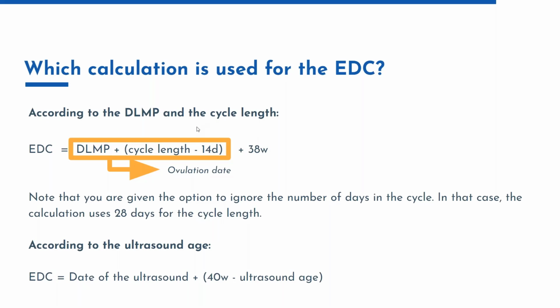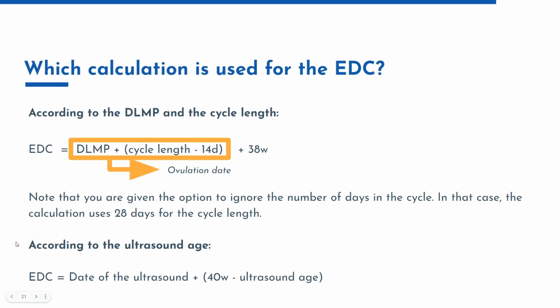And just as a reminder, I mentioned earlier that the cycle length, you can override that and ignore it in our calculation. And so if you choose to ignore the cycle length for the calculation, we'll base this off of a 28-day cycle, and that'll give you the most classic calculation for the estimated due date.